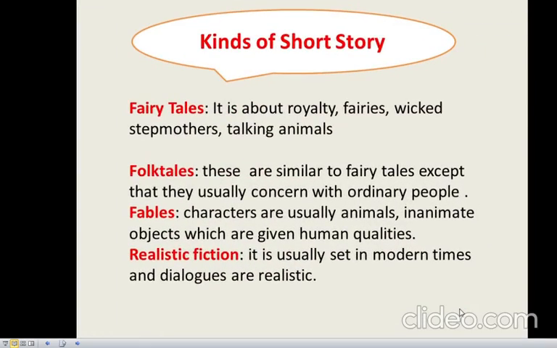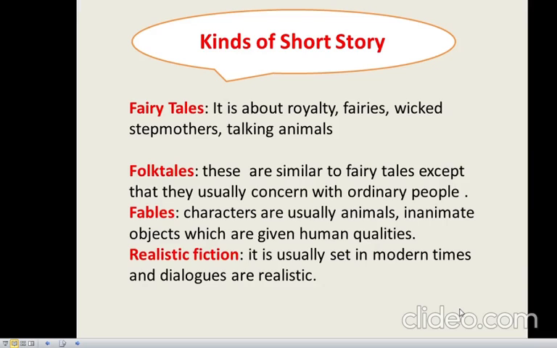Okay. Now, here in this slide, we will talk about kinds of short story. What are the kinds of short story? Do we have only one kind? No, we have almost 4 kinds. We have fairy tales. I think all of us know them, particularly from cartoons, Cinderella, Red Riding Hood, etc. Particularly these are stories that have royalty, fairies, wicked stepmothers, and talking animals. We can find them in fairy tales.